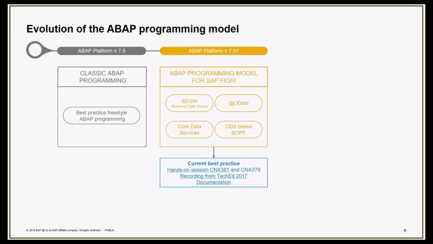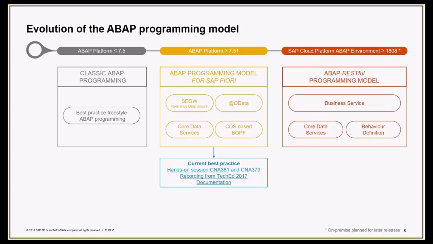And the second point we need to tackle is the development efficiency. And in order to cover both, we introduced the evolutionary successor, which is the ABAP RESTful Programming Model, or RAP as an unofficial term for it.